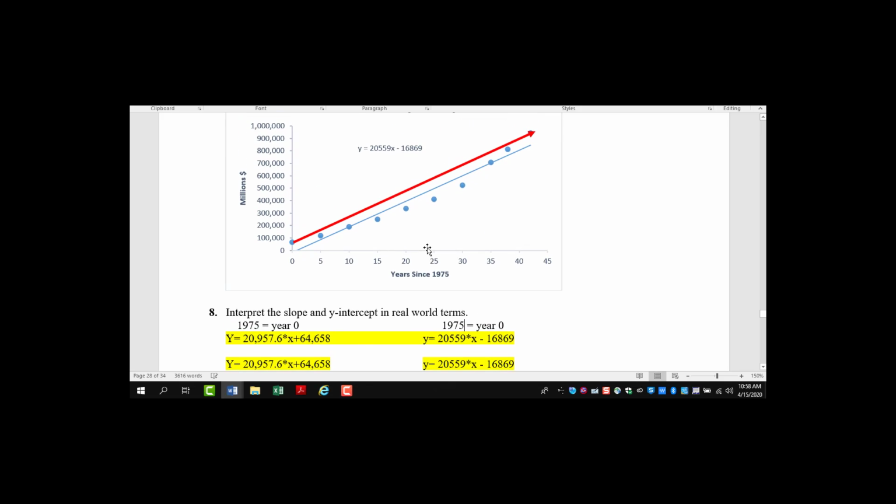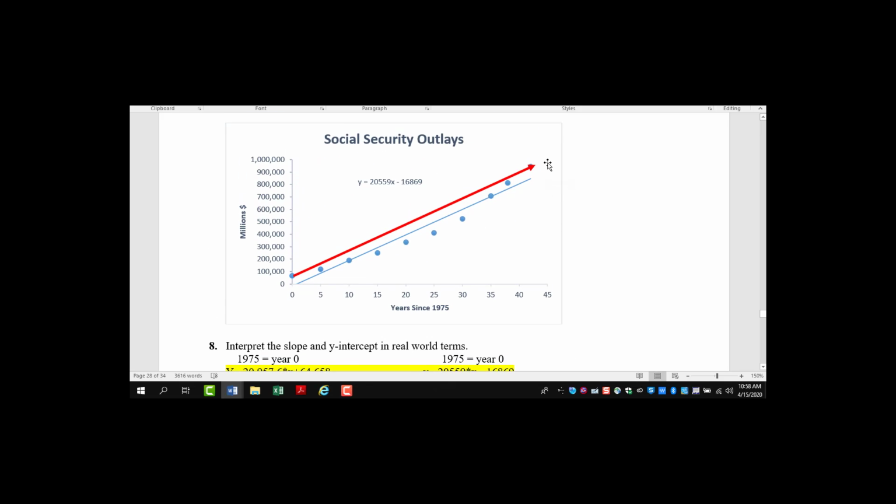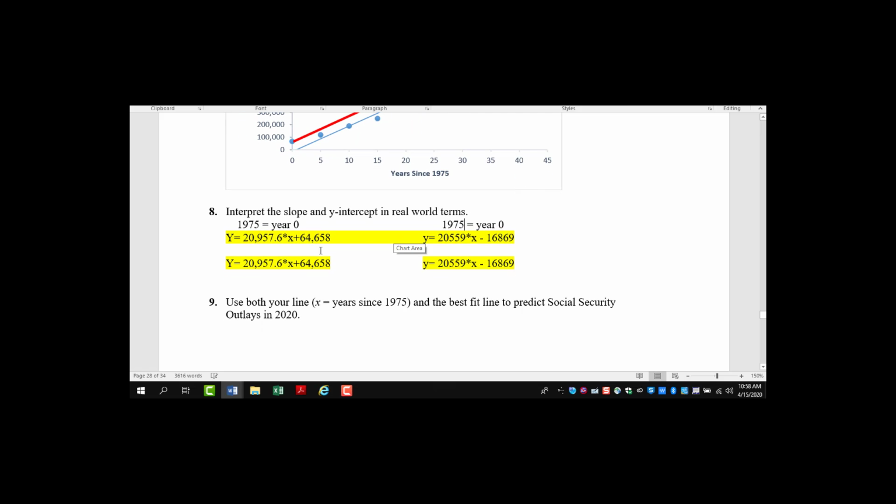So now we're going to extrapolate. We're going to look at what both of these models project will be spent in 2020. So this model here and this model here. To do that, we're going to put in how many years 2020 is since 1975, which is just 45 years. I'm going to put 45 years in here. And now I'm just going to pause this and do this math.